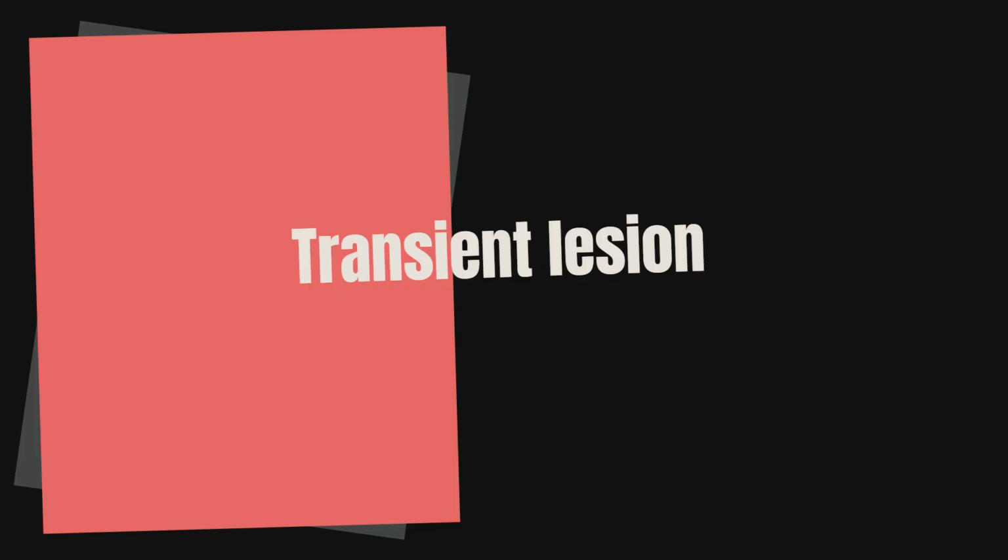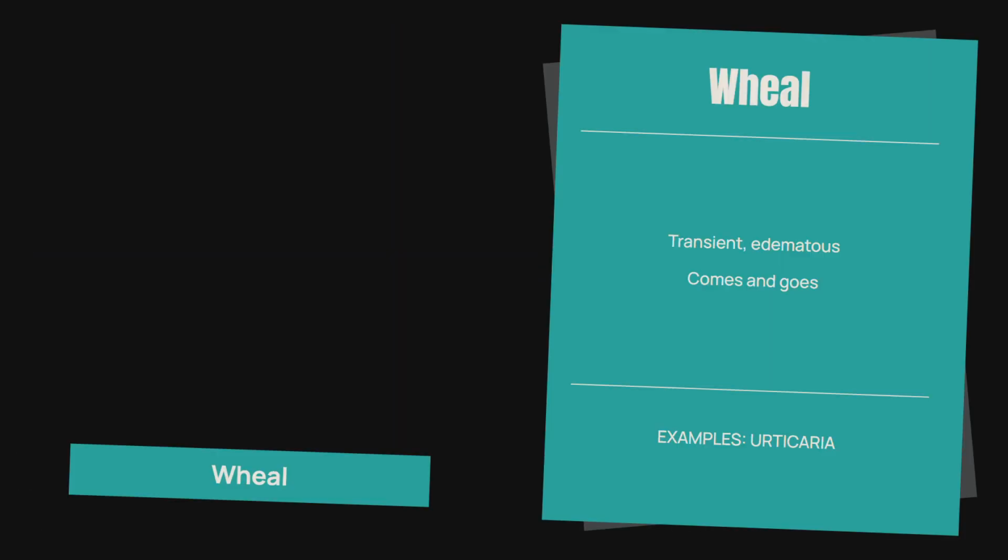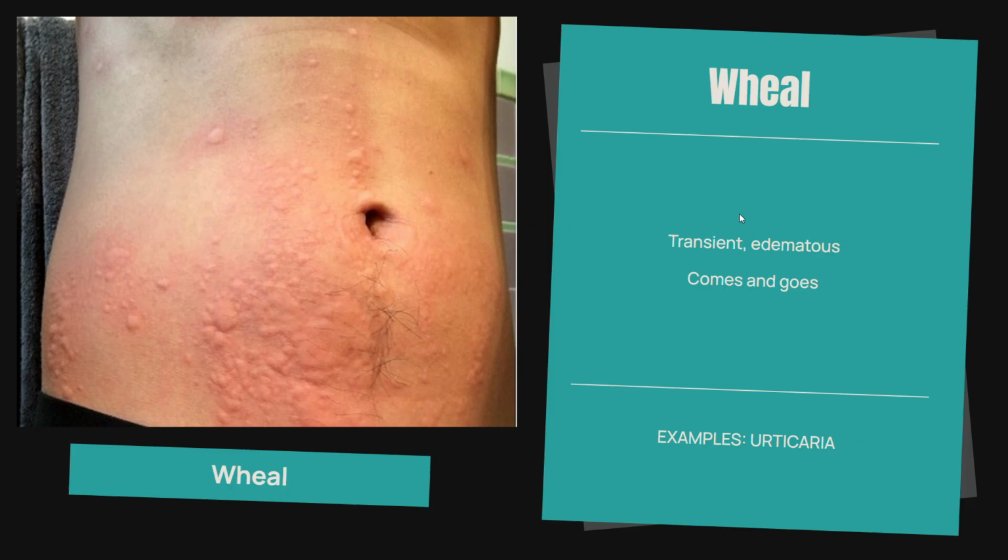Now last but not the least, the one special type of lesion is the wheal. A wheal is a transient edematous lesion that appears and disappears, and it is not fixed like the others, and you typically see wheals in urticaria.